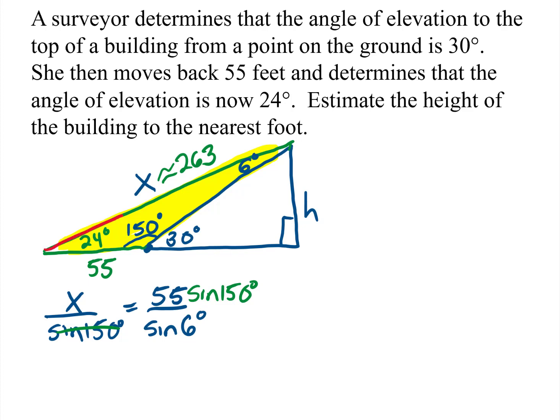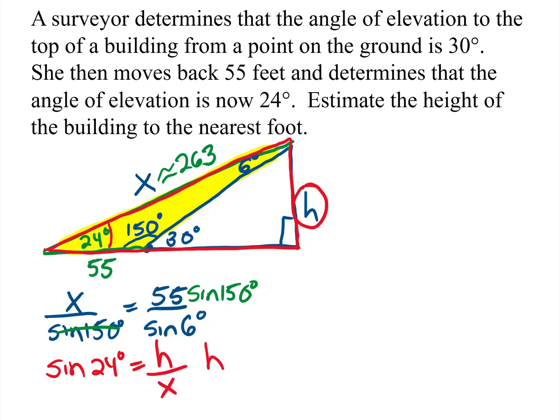If I look at this big right triangle, I see that I have an angle 24, and I know a side x, and the side I want to find is h. So I'm looking for a trig function to connect that, and I can see that it is sine. The sine of 24 degrees equals opposite, which is h, over hypotenuse, which is x. So h is going to be x times the sine of 24 degrees. That will tell me the height of the building.